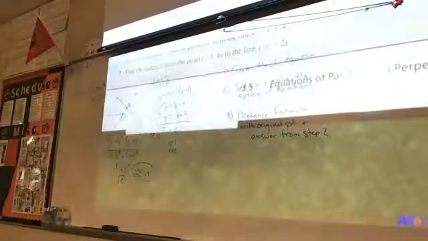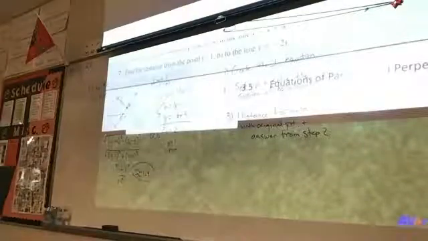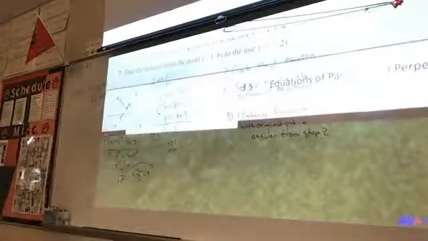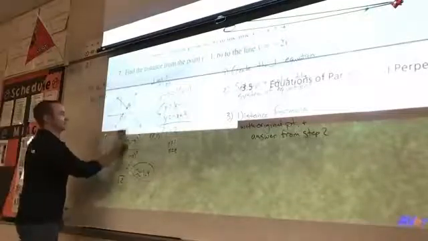Here's what we're looking at. Number 7 here: find the distance from the point (-1, 6) to the line y = -2x. And if you want to talk through it with somebody as you go, that's fine too. Either on your own or with the person next to you. Let's see if we can get that answer.